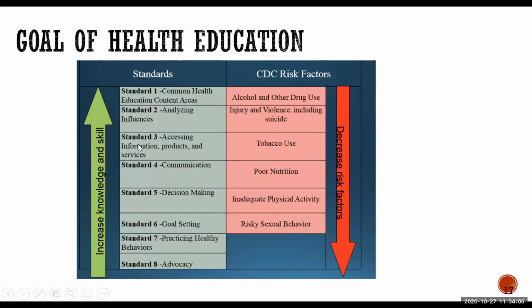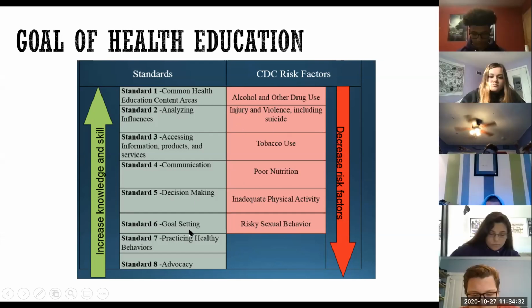So check this out. On the left-hand side, you'll see our standards. So standard 1, standard 2, all the way up to standard 8. And on the right-hand side, you see our CDC risk factors, which were those YRBS, the youth risk behavior, CDC risk factors. So alcohol, injury and violence, tobacco, nutrition, inadequate physical activity, and risky sexual behaviors, okay?